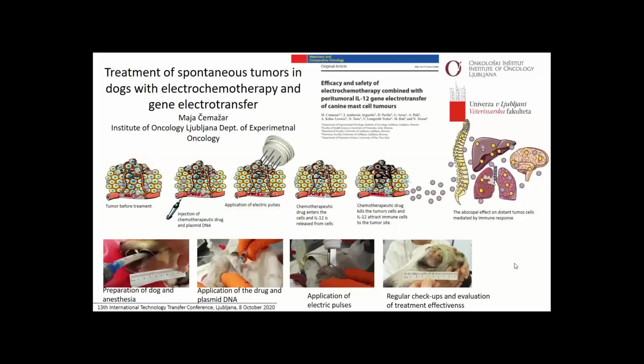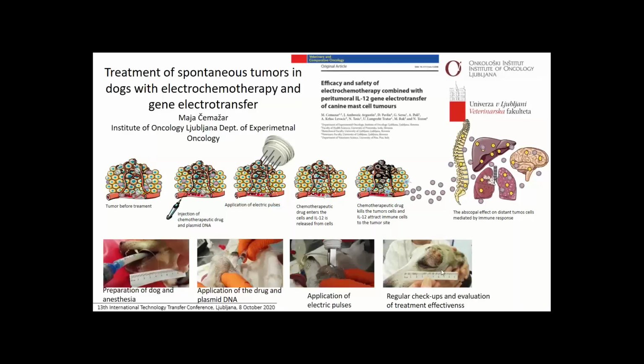So what do we do? Electrochemotherapy is actually one of the local ablative therapies where we combine chemotherapy that is injected either intravenously or intratumorally, as you can see here on the screen. And after that, electric pulses are applied that make the cell membrane more permeable. Thus, the chemotherapeutic can enter the cells and kill these tumor cells. But as I said, this is a local therapy without a systemic effect.